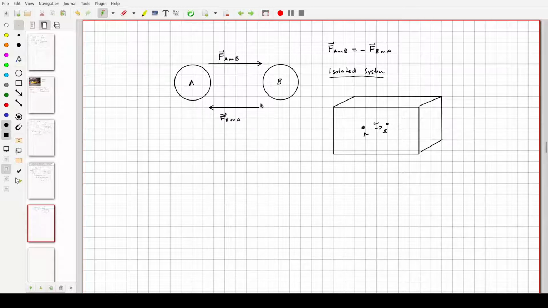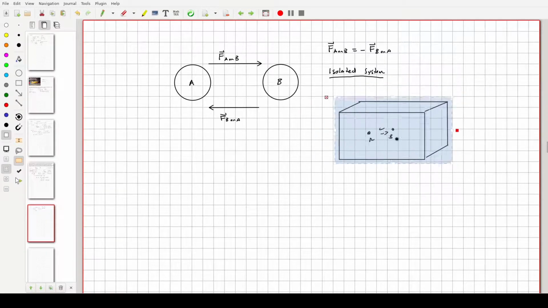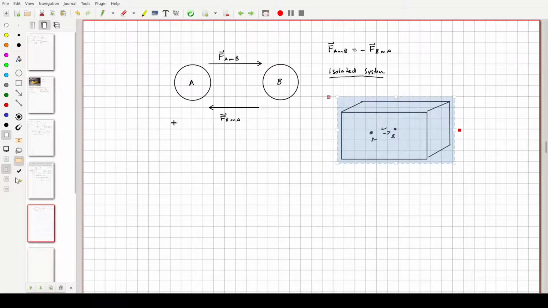If I were to take this box like this and shake it, what I'm doing is introducing outside forces in. And in a situation like that, we can't competently talk about conservation of momentum. So we're dealing with an isolated system. And by isolated, what I mean is that there are no forces from the outside coming into the problem to screw around with stuff.